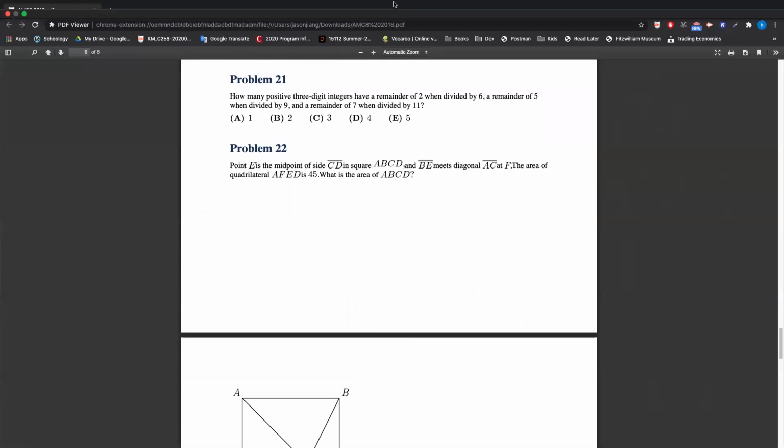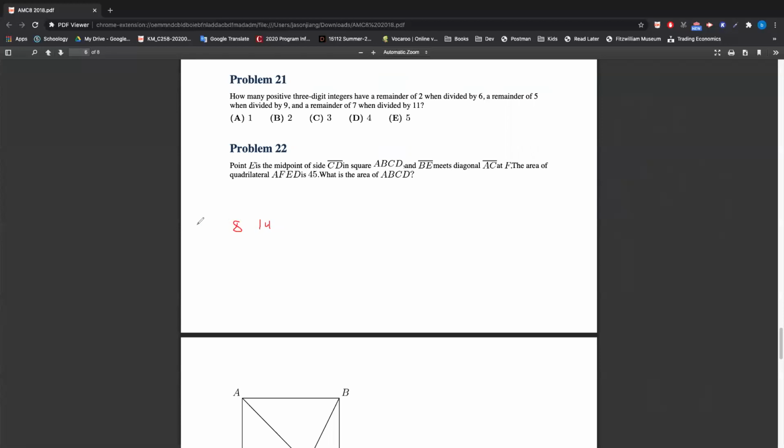Okay. We want to know how many 3-digit integers have a remainder of 2 when divided by 6, a remainder of 5 when divided by 9, and a remainder of 7 when divided by 11. Great, okay. So one strategy that I like to use is just start listing them out. Most obvious strategy, but we'll do that.